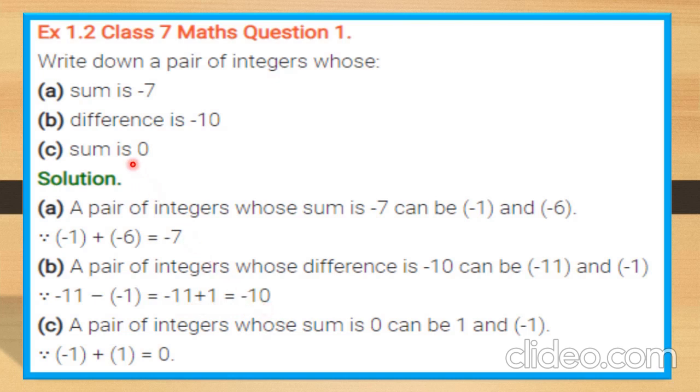And C, sum is 0. So we have to find a pair of integers, and when we add both the integers, we should get 0. So 1 and -1. When we add -1 plus 1, you get 0.